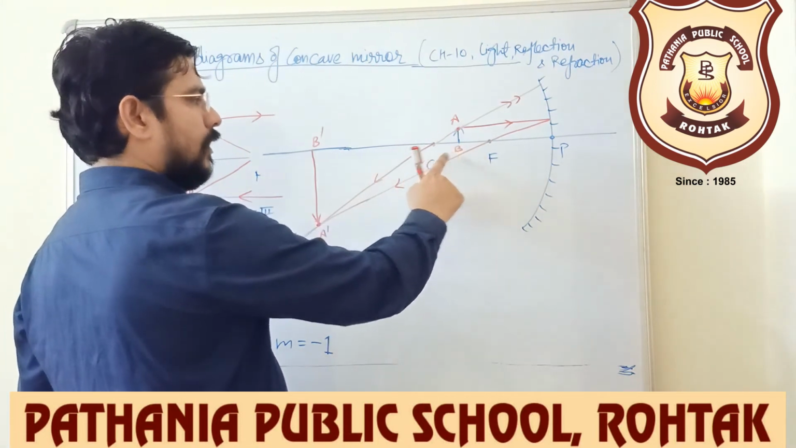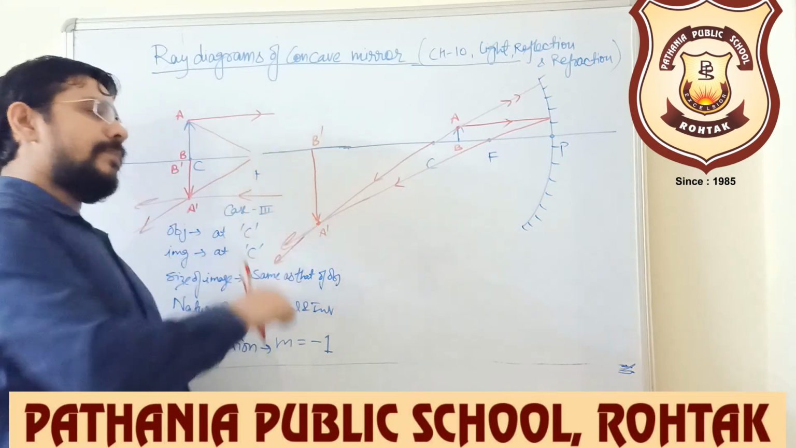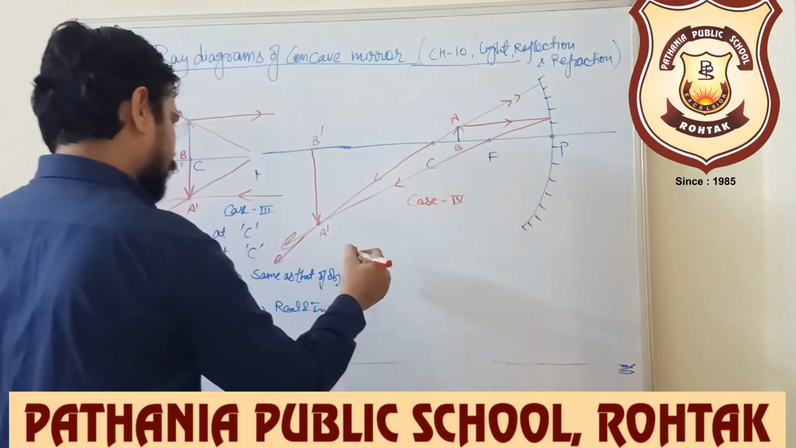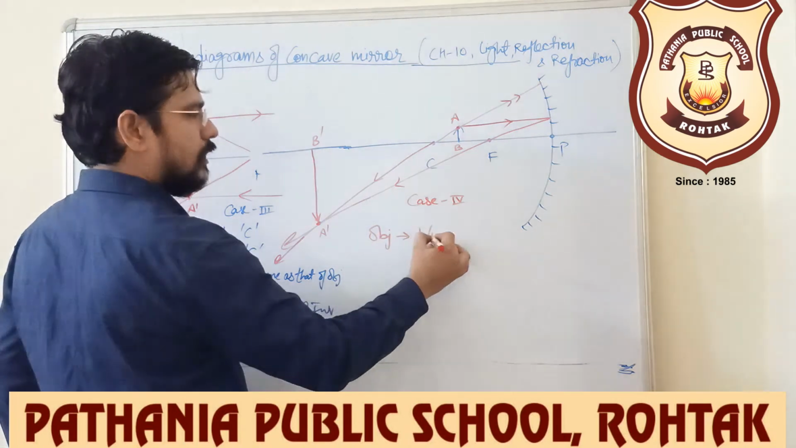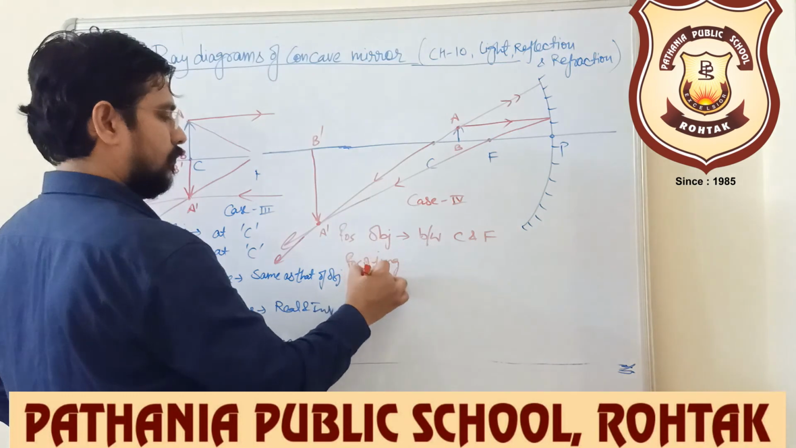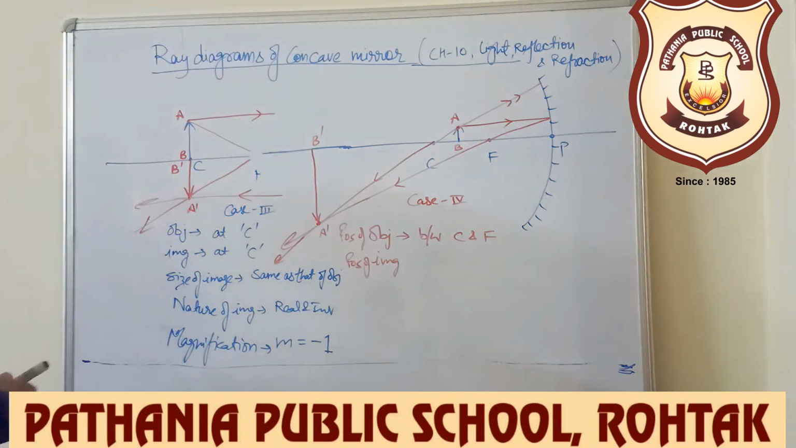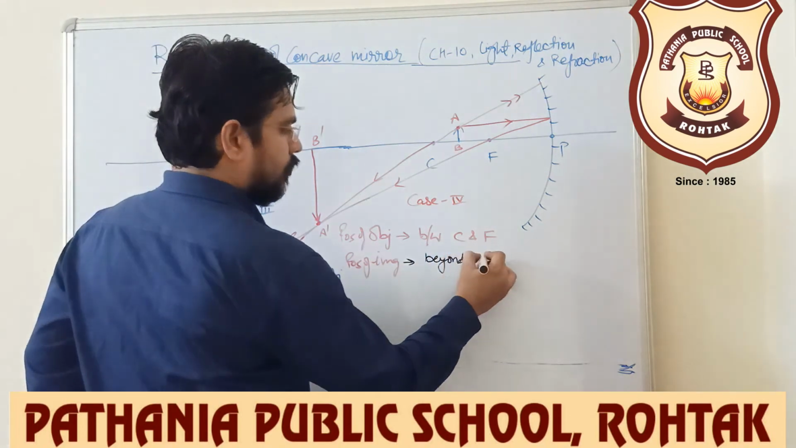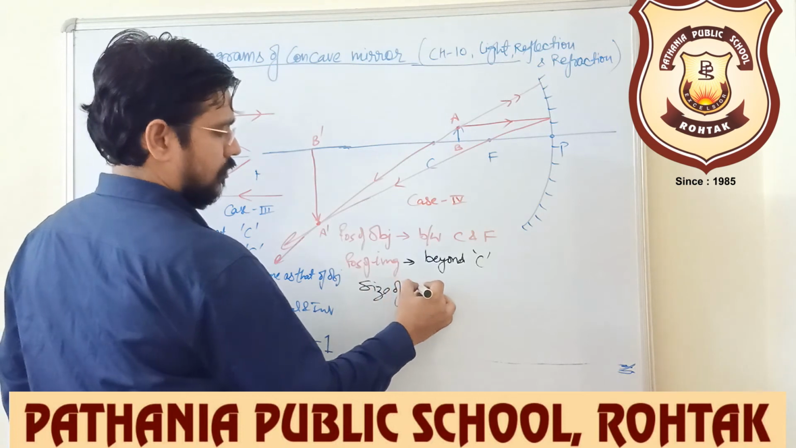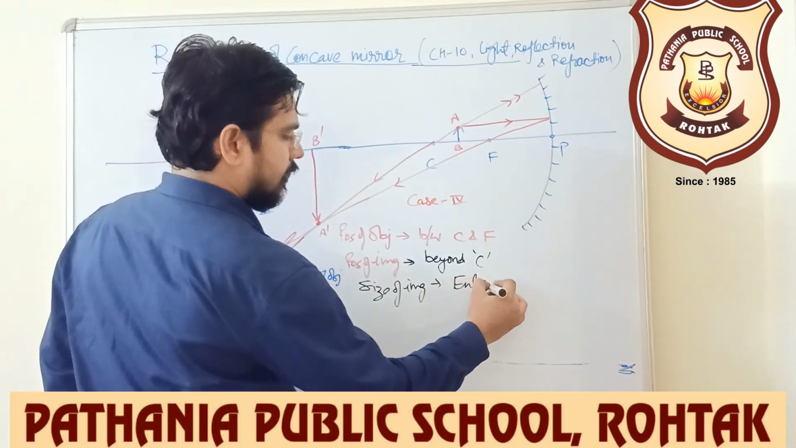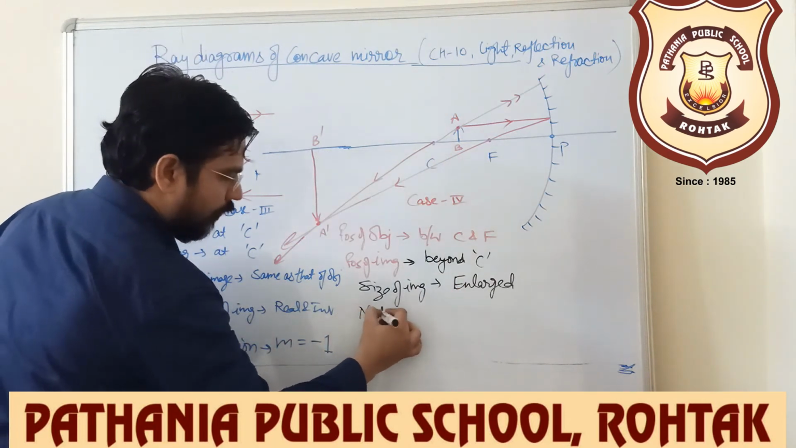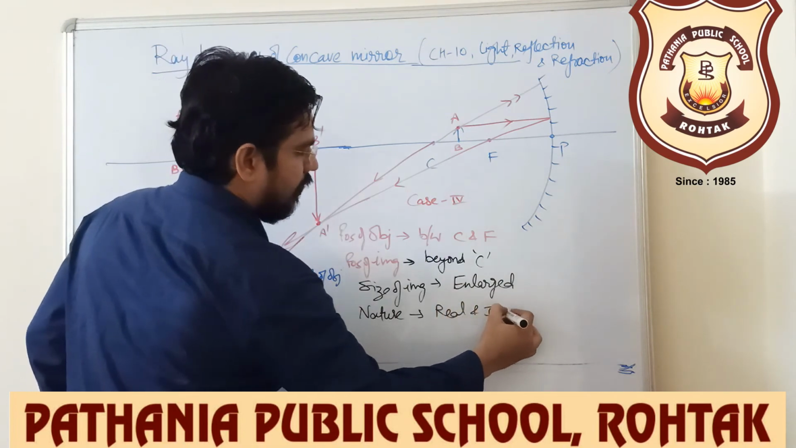as the object is between C and F, the image is beyond C. Not only is the image beyond C, but the image is much larger than the size of the object. So this is our case 4, in which the position of the object is between C and F, and the position of the image is beyond C, and the size of the image is enlarged, because in this case the size of image is greater than the size of object, so it is enlarged. Nature, as rays of light are actually meeting, is real and inverted.